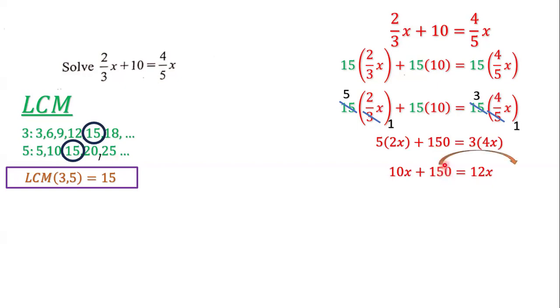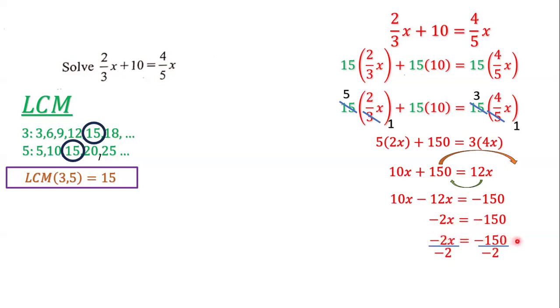Next, we are going to take the 150, send it over the equal sign, take the 12x, and send it over the equal sign. And so what we have is 10x minus 12x equal to negative 150. And it's negative 150 because this was positive, but when we send it over the equal sign, it becomes negative 150. Next, we have 10x minus 12x, which is negative 2x, and that's going to be equal to negative 150.